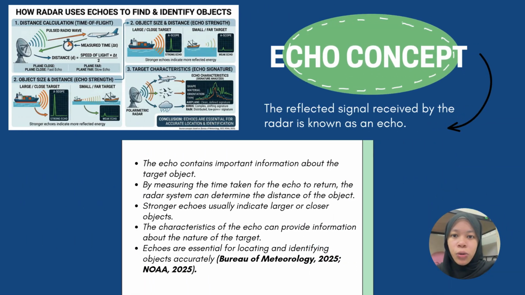Moving on to the echo concept, the reflected signal that returns to the radar is known as an echo. This echo contains important information about the target object. By measuring the time taken for the echo to return, the radar system can determine the distance between the radar and the object. In general, stronger echoes indicate that the object is either larger or located closer to the radar system.